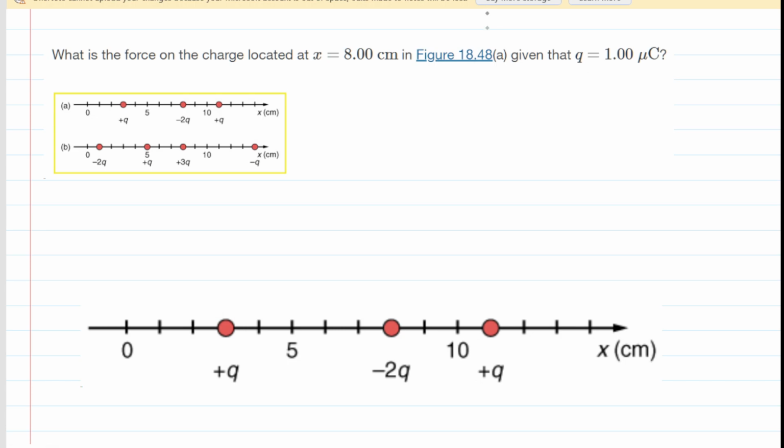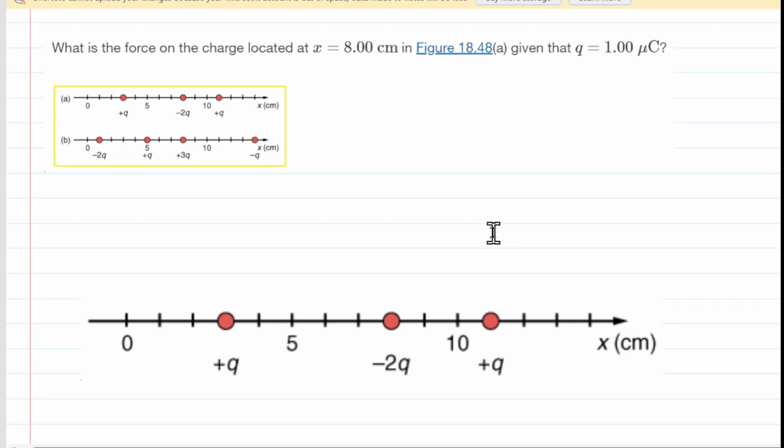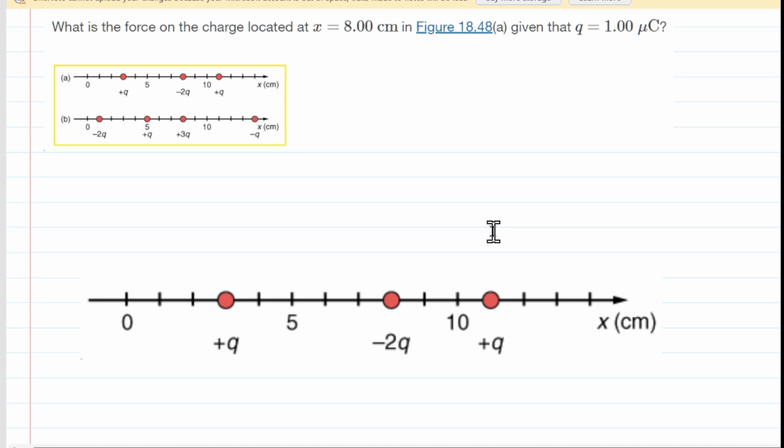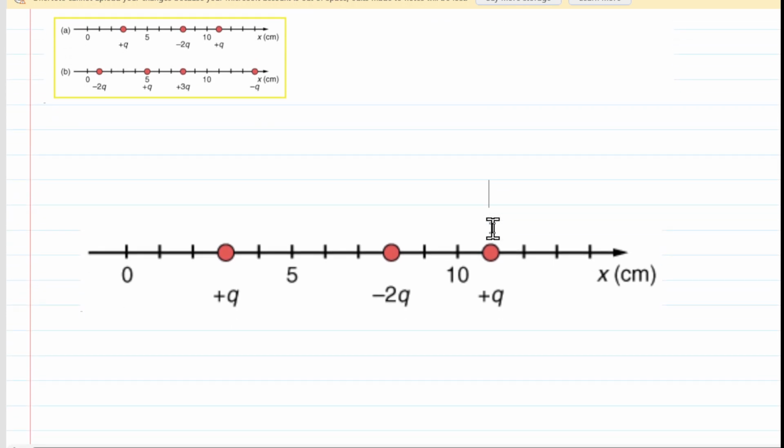Let's zoom in on the picture of part A so we can get a better understanding of what's going on. Now again, we want the force on the charge located at x is equal to 8 centimeters. So the charge that's located at x equals 8 centimeters is this charge right here, the one marked negative 2q. So we're looking for the overall net force acting on that charge. And to begin doing that, we're going to want to label our charges.